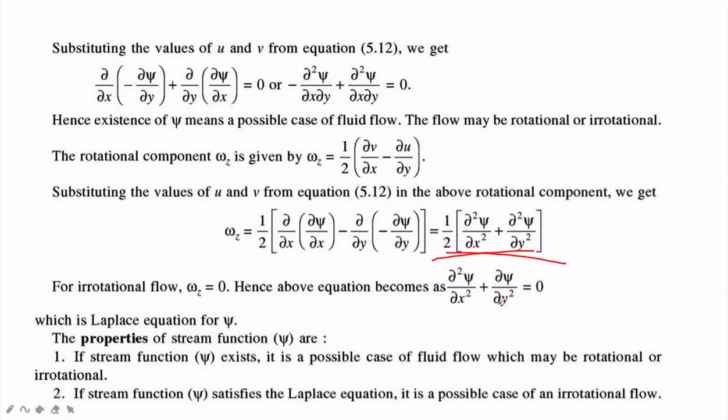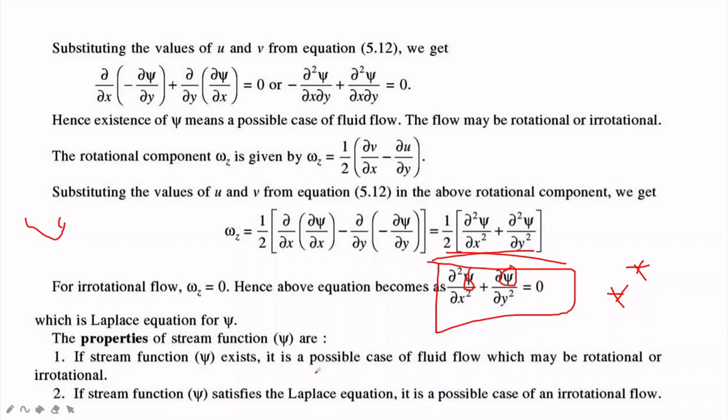But for irrotational flow, the omega value should be 0. So once it is 0, the above equation will become dou square phi by dou x square plus dou square phi by dou y square. So this is the equation to be remembered. If the psi value satisfies this, so what is it? Your famous Laplace equation. So this function only changes, here phi changes and here psi changes.